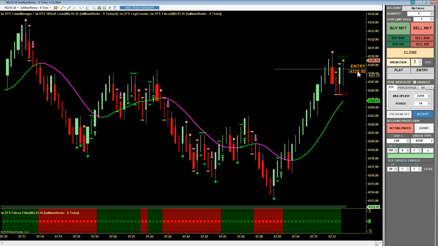Look at this bar, hey? One tick one way, we get a buy warning dot. One tick the other way, we get a sell warning dot. Okay, here they come.